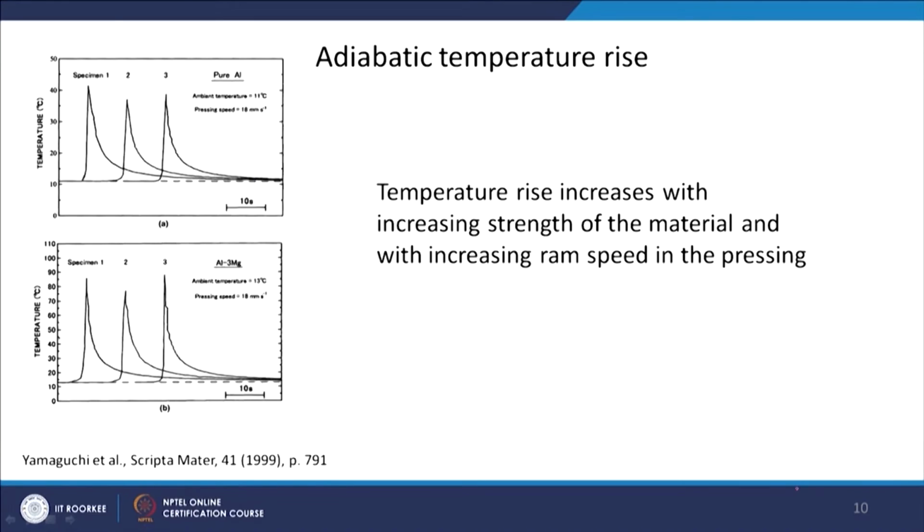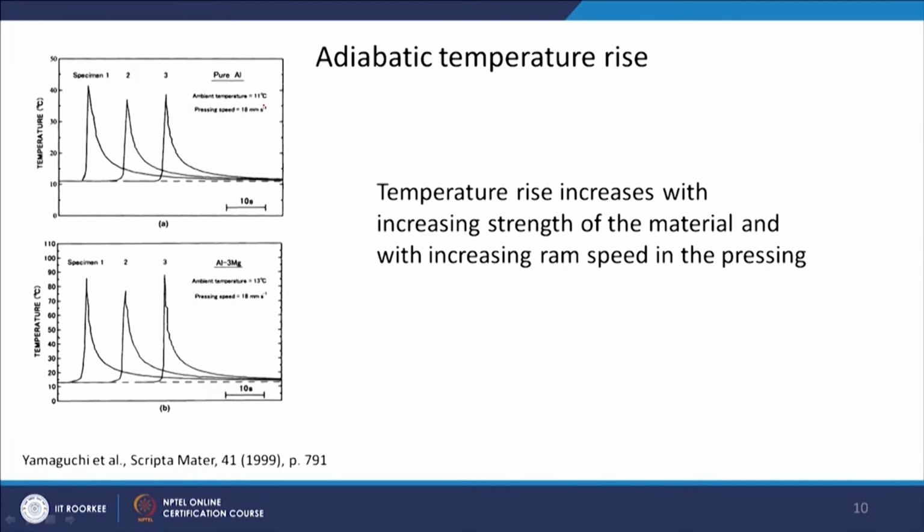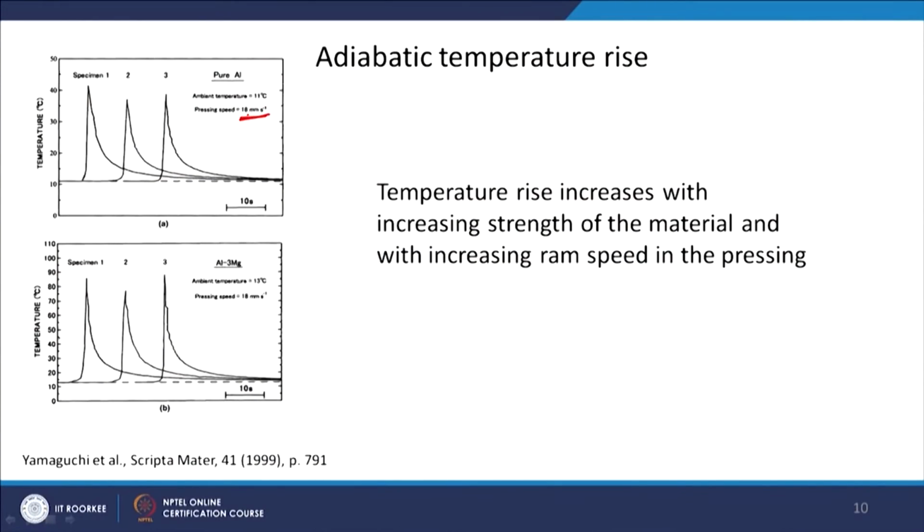Another effect we already know about is what we call adiabatic temperature rise. That is, when you deform a material, because of the deformation, already we have seen in the case of processing maps that when you put in any power to deform the material, some will be going into microstructural change and some will be going into heating the material. So, this is the adiabatic temperature rise as a function of deformation, and pressing speed is given as 18 mm per second here, and the ambient temperature is around 11 degrees Celsius. The adiabatic temperature rise in pure aluminum is around 30 degrees Celsius.